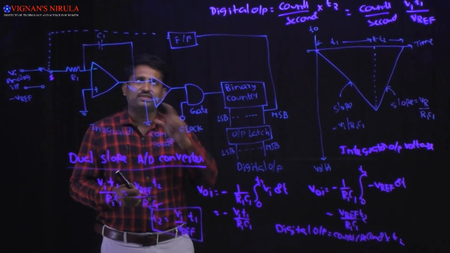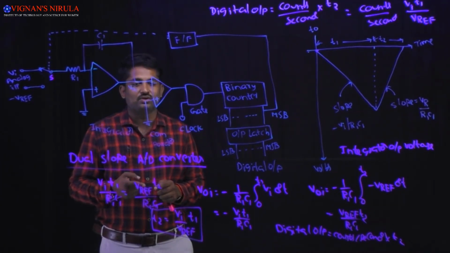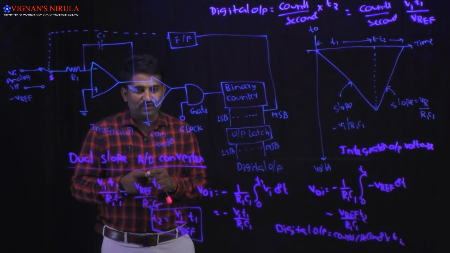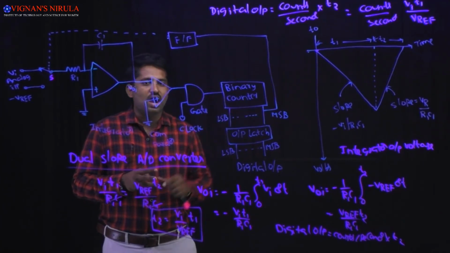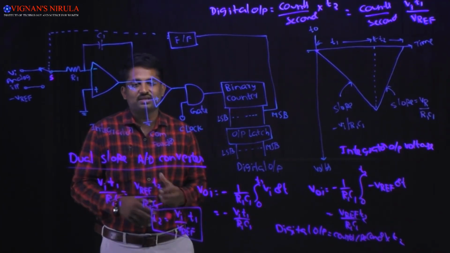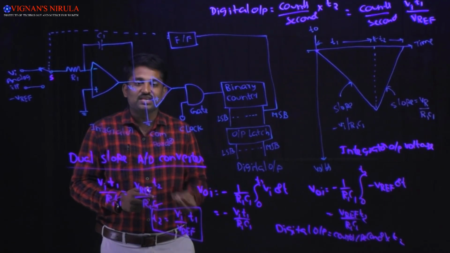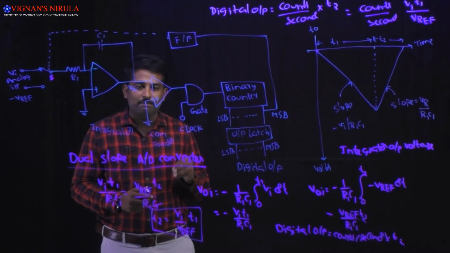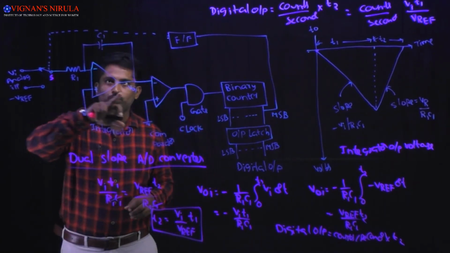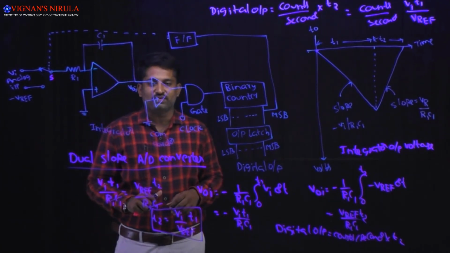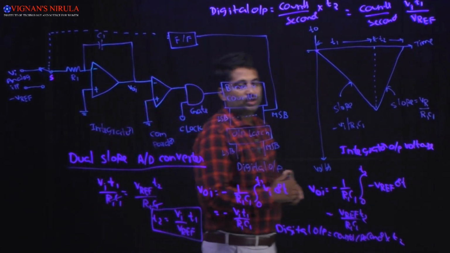One disadvantage of the dual slope ADC technique is that it is a slow process. The advantages are high accuracy and low cost, and the temperature variations on R1 and C1 have very little effect in this technique. Why I call it an indirect method is that here we are not directly comparing the input value with the reference value. Here we are comparing the output of the integrator with the reference value. That's why we call it an indirect method of A to D converter.